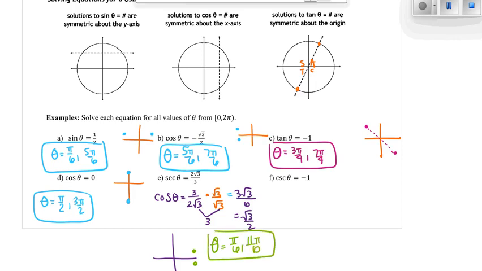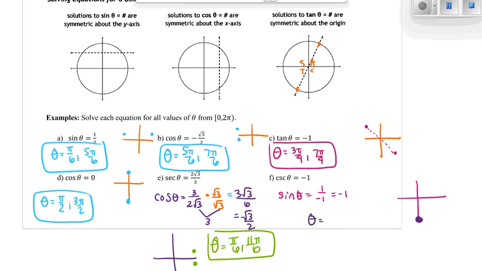And then cosecant equals -1. Cosecant is the reciprocal of sine. So that's the sine of the angle would then be equal to 1 over -1, which is just -1. So on our circle, where is the sine equal to -1? That's the y coordinate. That would be down here at 3 pi over 2.